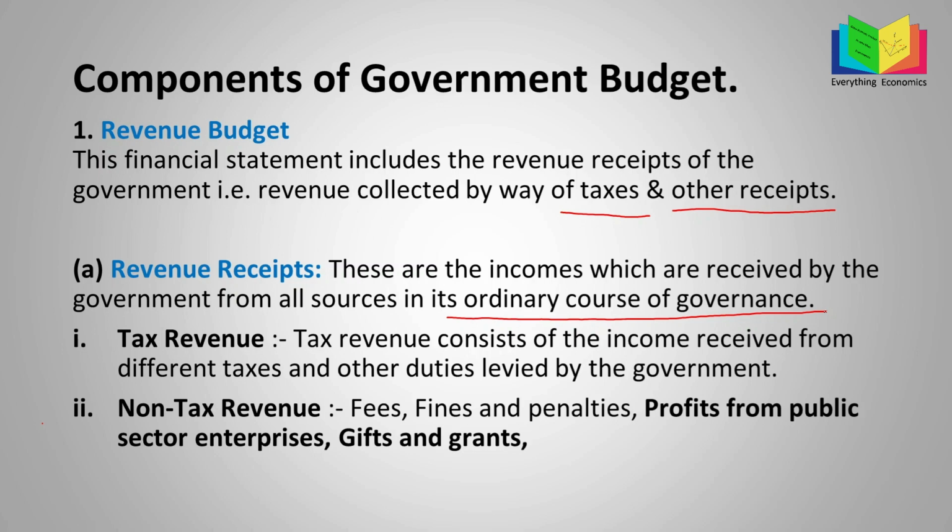So the government knows that it is going to get tax revenue. Tax revenue consists of the income received from different taxes and other duties levied by the government. And non-tax revenue. Non-tax revenues include fees, fines and penalties, profits from public sector enterprises, gifts and grants. So the revenue receipts are further divided into tax revenue and non-tax revenue.